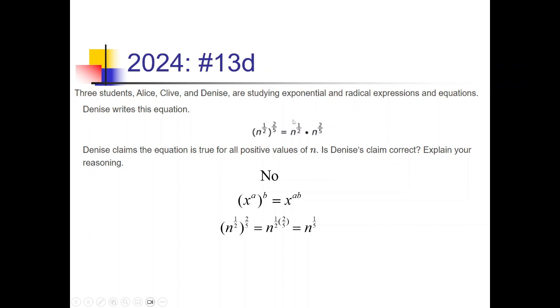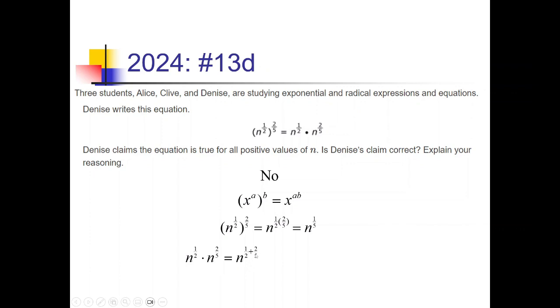Now let's take a look at this expression here, n to the 1/2 times n to the 2/5, and see if that actually comes out to n to the 1/5. So when we multiply the same bases together, we have to add the exponents. So this is really n to the 1/2 plus 2/5.